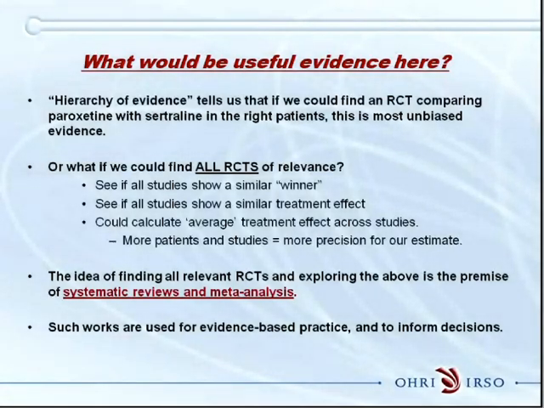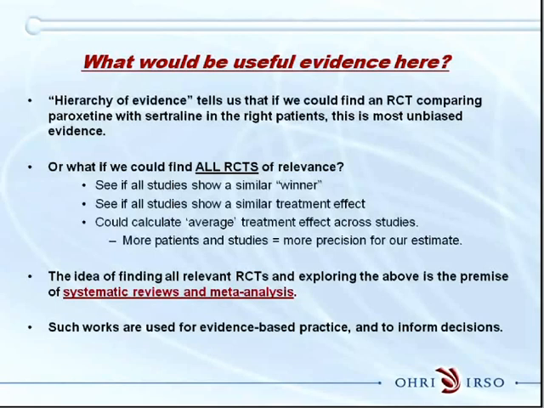If we think about what might be useful evidence for informing this decision, I imagine a good number of you are familiar with what we call the hierarchy of evidence. That hierarchy might tell us that if we can find a randomized control trial that has compared paroxetine versus sertraline in the right patient population, that might be our most unbiased source of evidence to decide which of these drugs offers a better risk-benefit profile. So we could certainly look for a published trial.